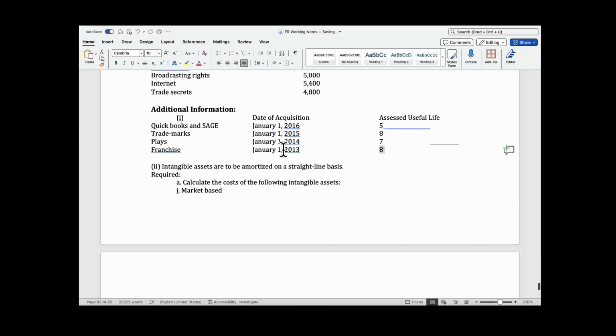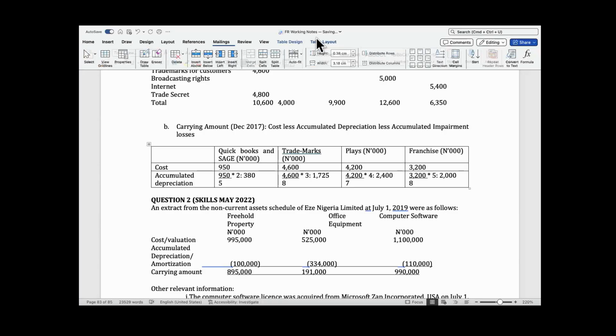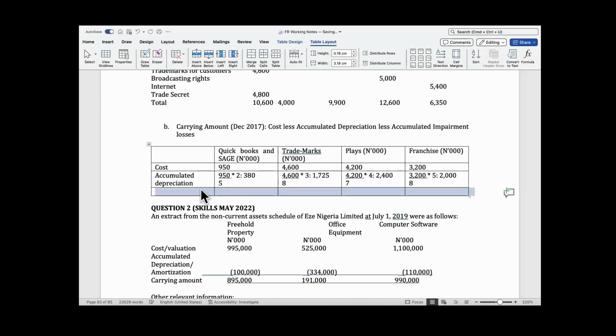8 years. And we bought it in 2013. So that's how many years ago? 14 years ago. 5. And how much is that? 2,000. 2,000, sir. Okay. So let me insert below to get my carrying amount.